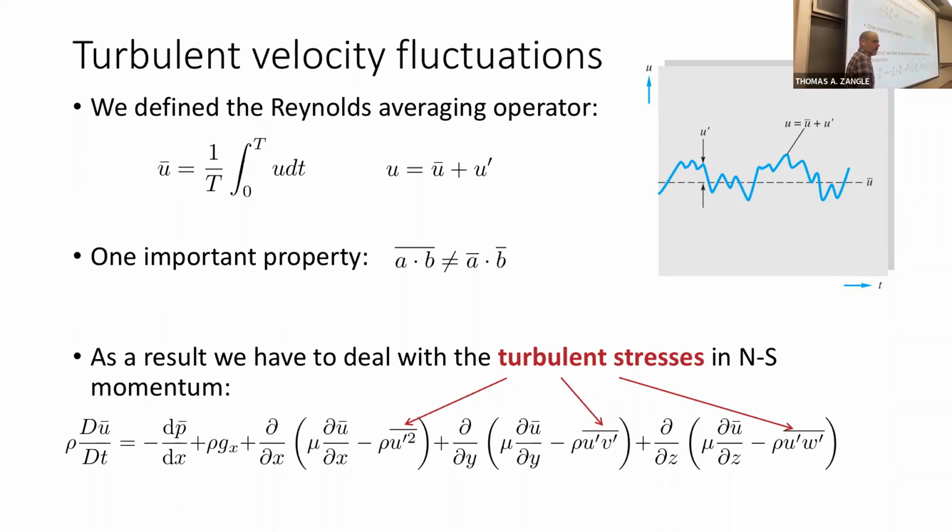As a result of this, if we apply this time averaging operator to Navier-Stokes, in this case the x momentum equation, we can see that we have a total derivative of the time average velocity, the derivative of the time average pressure, and we have time average velocities appearing here as well. But because of this property of the time average, we end up with these residual terms that have to do with the fluctuating velocity components. These are non-zero in turbulent flow, and we call these the turbulent stresses.